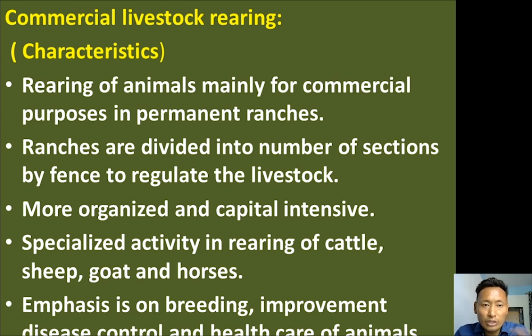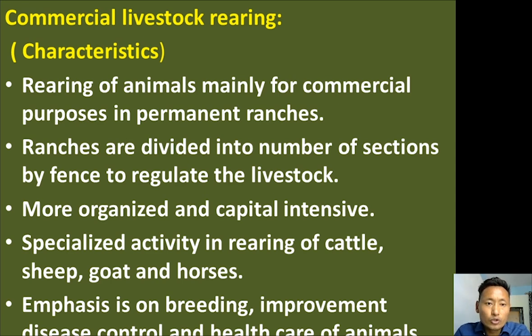Ranches. Here the big area is further divided into a number of sections or parts with the help of fences, in order to regulate the animals for fodder, to give food to the animals, to regulate feeding, and to clean the animal sheds. Because of that, the ranches are divided into sections with the help of fences in order to regulate the animals in an efficient way.